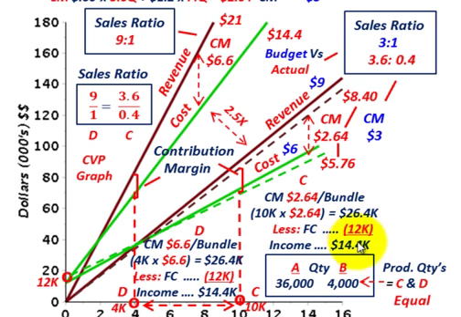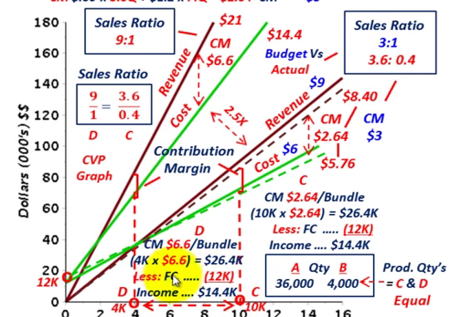Our income is $14,400. Now, if we go over to our contribution here, looking at our 9 to 1 sales ratio, that was $6.60 per bundle. So 4,000 bundles times the $6.60 gives us, again, $26,400, same as we had here for our 3.6 to 4.0 ratios over here. And then less our fixed cost, again, of 12,000. The difference gives us income of $14,400, same as we had here for our 10,000 bundles sold.